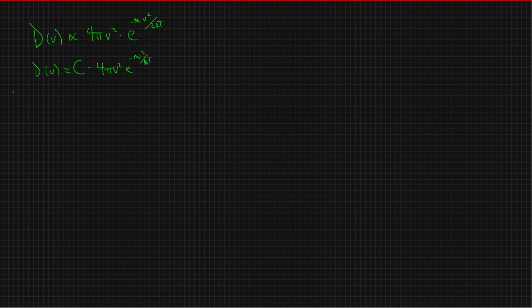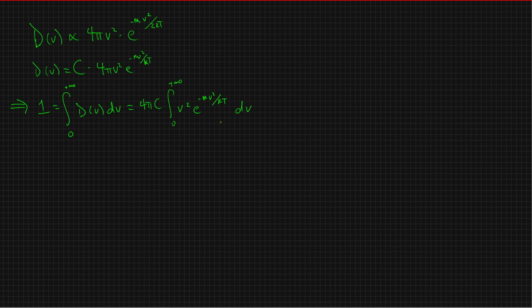It's nonsense. So what we can do is say 1 is equal to the integral from 0 to plus infinity, because obviously speeds are only positive, right? We don't have such a thing as a negative speed, at least not for a system of molecules like this. So we can write this as 4πc times the integral from 0 to plus infinity of v² e^(-mv²/kT) dv.